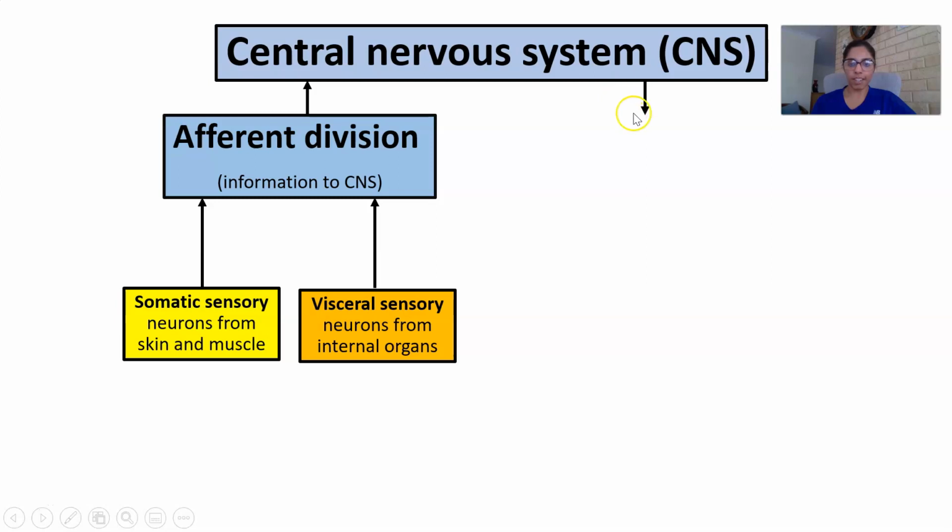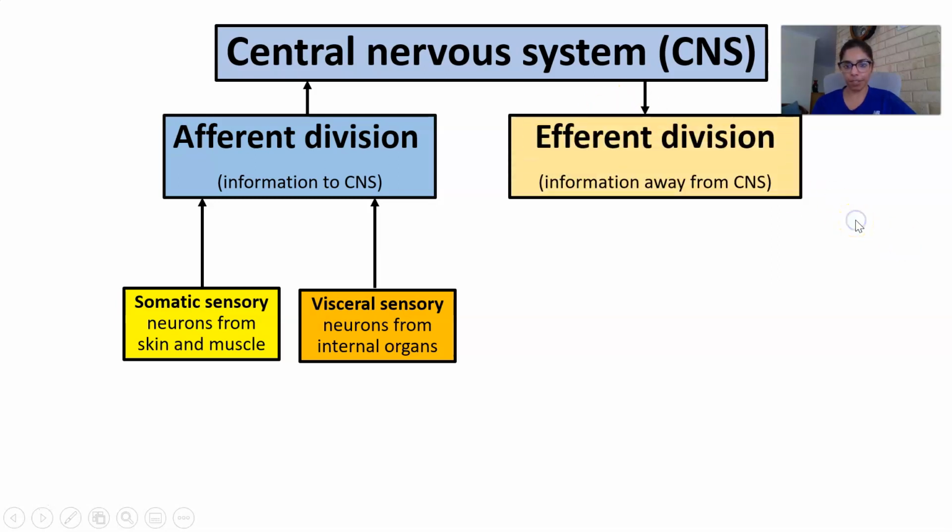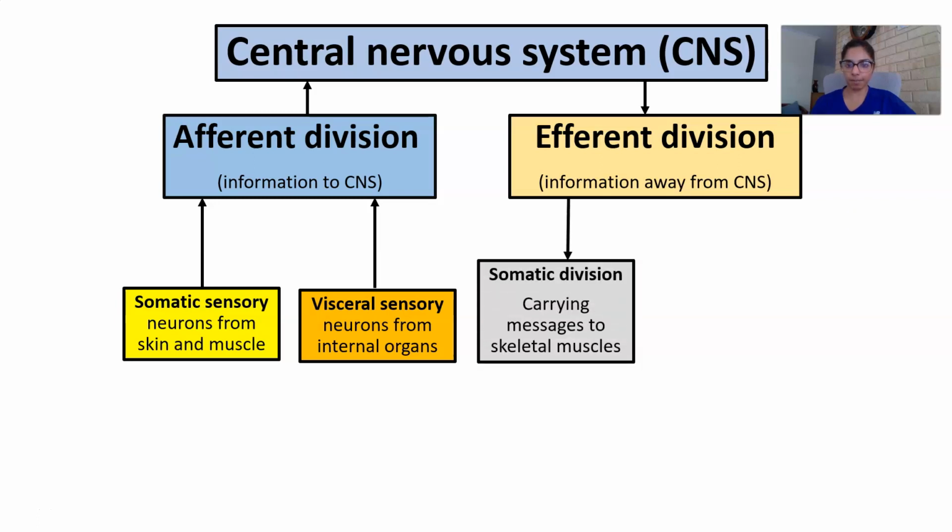On the other side, information that comes out towards effector organs is from neurons classed as efferent. So the efferent division of the nervous system, we know that this must be motor because it's coming away from the CNS. Again, we have the conscious control division, which is somatic. So this is the somatic motor division, and this carries messages to skeletal muscles. So that's really important here.